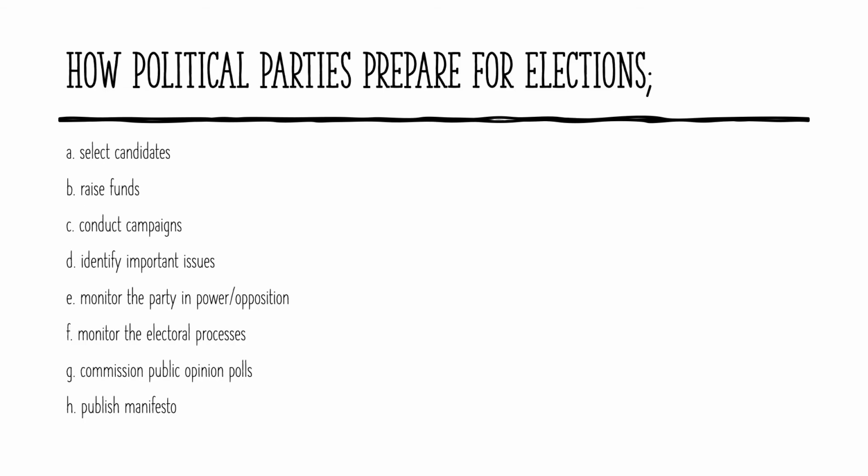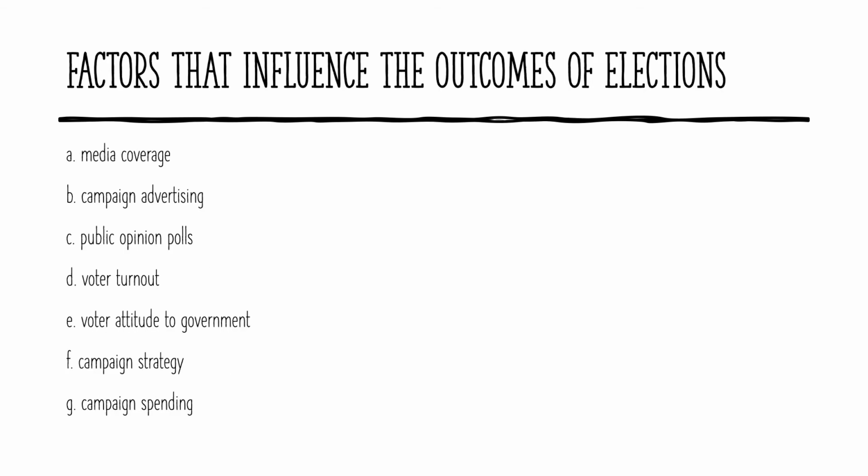Next up, how do political parties prepare for elections? One, they select candidates. Two, they raise funds. Three, they conduct campaigns. Four, they identify important issues. Five, they monitor the party in power and the opposition. Six, they monitor the electoral processes. Seven, they commission public opinion polls. And eight, the last one is that they make and publish a manifesto. That's their plan of action.